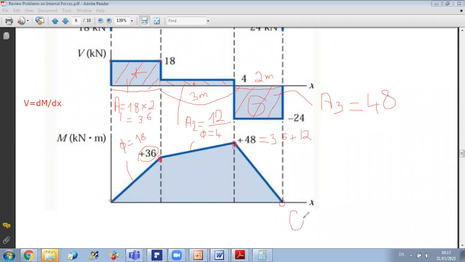And this is expected. I should verify that, so I should end by 0. And since here it's a constant shear, the variation of the moment is linear, and the slope will be equal to the value of shear, which is minus 24. So the slope here is minus 24. And in this way, I have constructed my bending moment diagram. Okay? Any question on this?